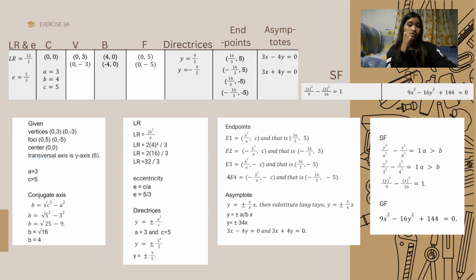Lastly, yung GF naman. So, to get the GF, we're going to divide both sides ng SF. Since yung SF natin is equals to y squared over 9 minus x squared over 16 is equals to 1, divide natin siya sa 144. So, gagawin natin siyang standard form. And ayun na, makukuha na natin yung GF natin, which is 9x squared minus 16y squared plus 144 is equals to 0.